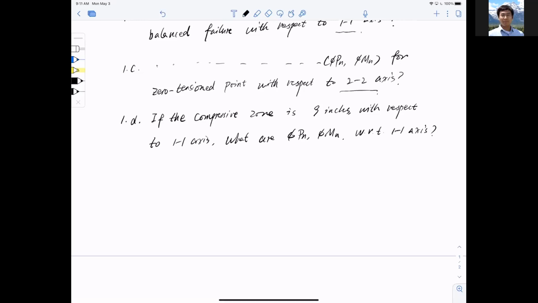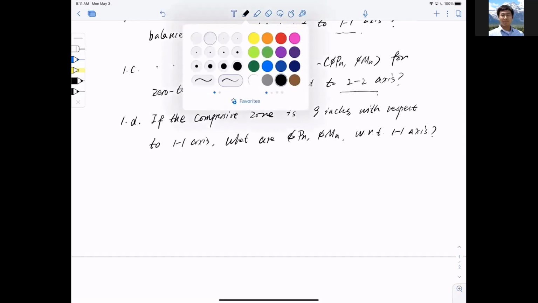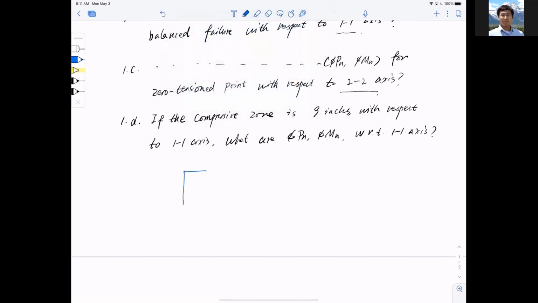Okay, now what does it mean again? It means that if my eccentricity, so I'm just going to use my blue color again, indicating I'm just thinking. This is my section and the 1 axis is right here. The compressive zone is 9 inches, which means that if I draw my strain diagram, the compressive zone here is 9 inches. C is 9 inches.